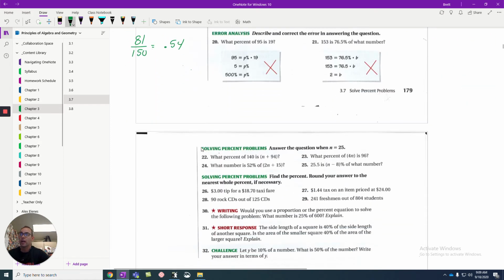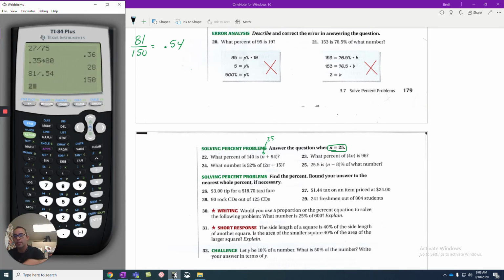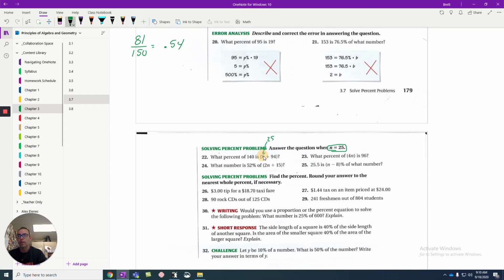As you keep coming down, the same thing keeps happening. Right here, solving percent problems. Answer the question when n is 25. So we are going to start this at the very beginning by putting a 25 in here and rewriting the problem. 25 plus 94, let's make sure we get it right. 25 plus 94 is 119. So now I can get rid of all of this and just use 119.